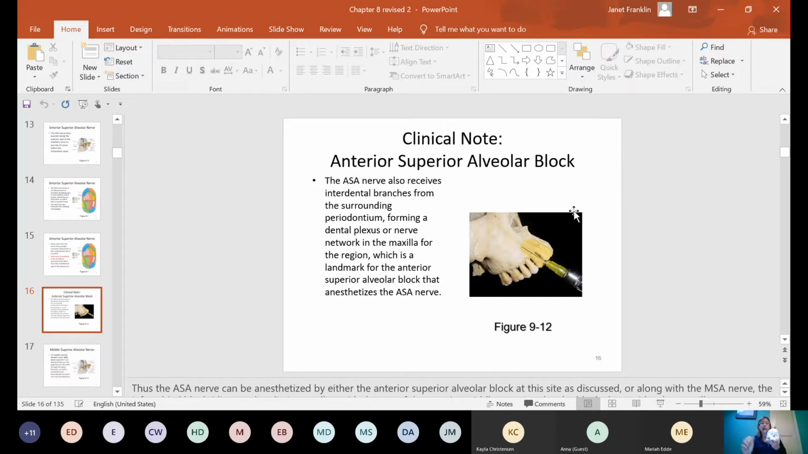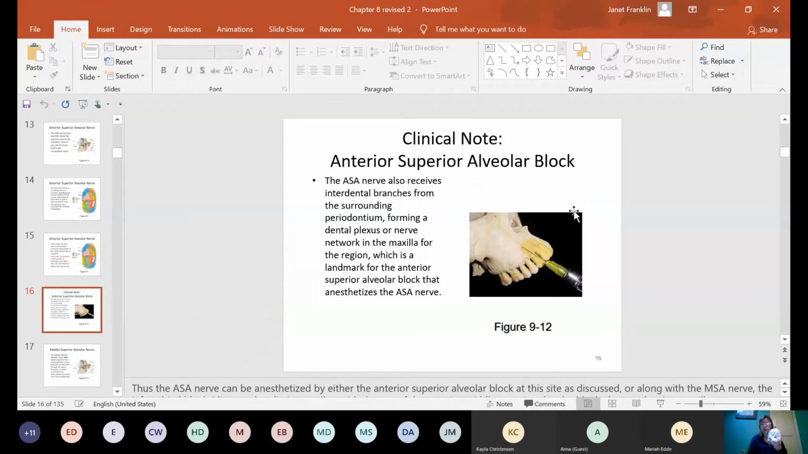And you're going around with your Cavitron and you get to tooth number 8 and the patient's not numb at all. But you go to tooth number 9 and their tooth number 9 is completely numb. So usually what you would do in that case is just go back in and infiltrate tooth number 8 so that you can scale it. The ASA nerve also receives interdental branches from the surrounding periodontium. We talked about that already.